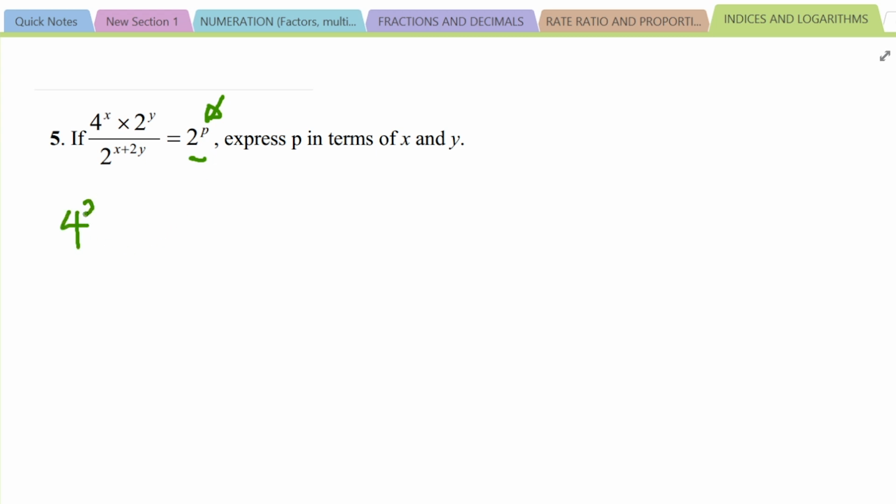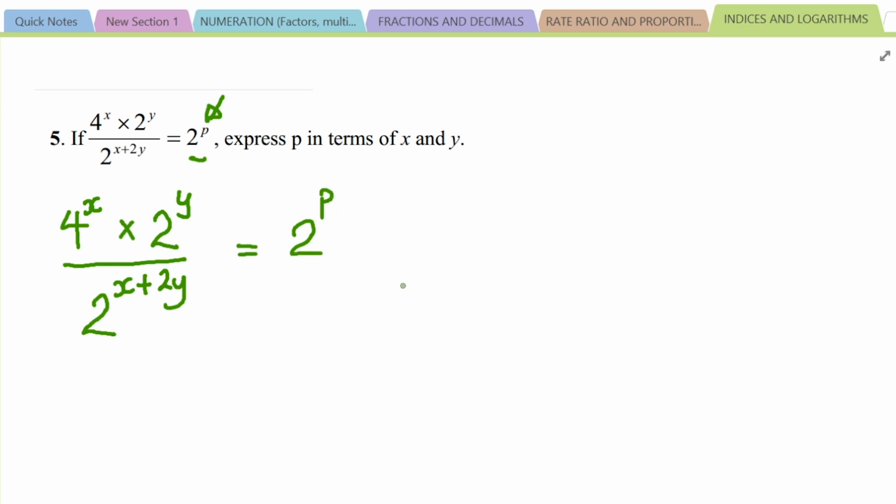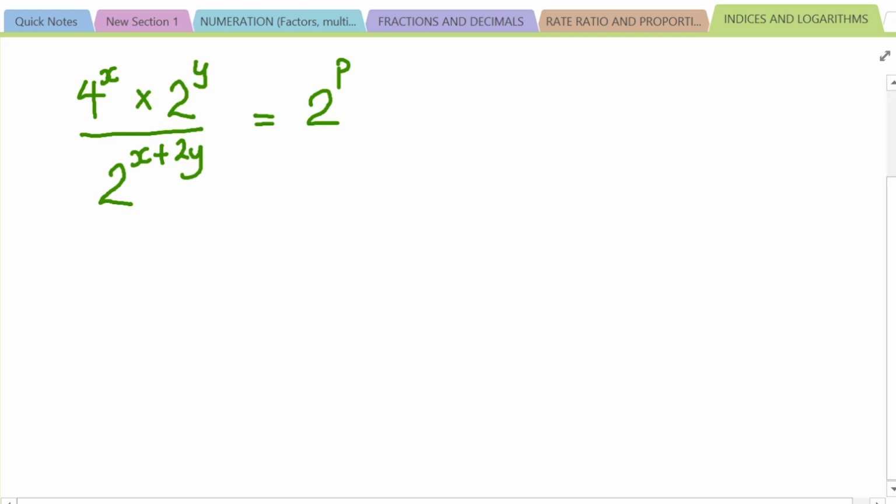This is 4 to the power x times 2 to the power y, divided by 2 to the power x plus 2y, is going to be equal to 2 to the power p. So let's get started with this. Let's convert everything to 2. This is 4 to the power x. We know that if we factorize 4 by 2, we get 2. So in other words, 4 is the same as 2 squared. That is what it means. 4 is the same as saying 2 squared. So this 4, we shall come here and say 2 to the power, 2 squared.